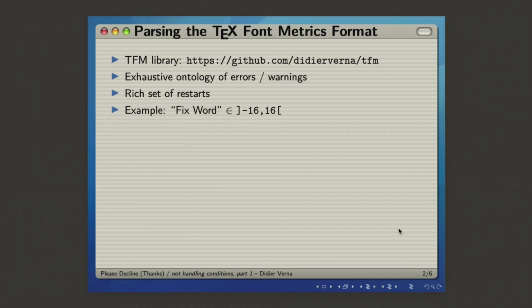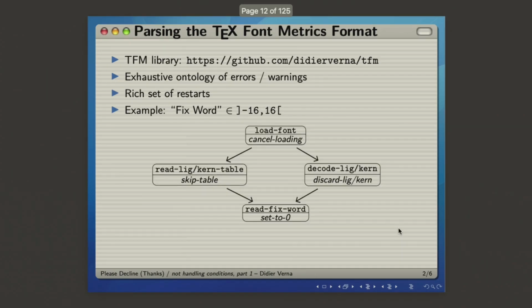Just to give you a quick example, there is a thing in the TFM format which is called a fixed word. It's actually an integer, but in some cases there is a limitation on the possible values, and it has to be constrained within -16 and +16. If you look at potential occurrences of the fixed word in the file, when you're located at the very lowest level, the function to read a fixed word from the file is called read-fixed-word, and if you only know that, there is not much you can do in terms of recovery, apart from maybe setting it to a default value, which probably is going to be harmless, like 0.